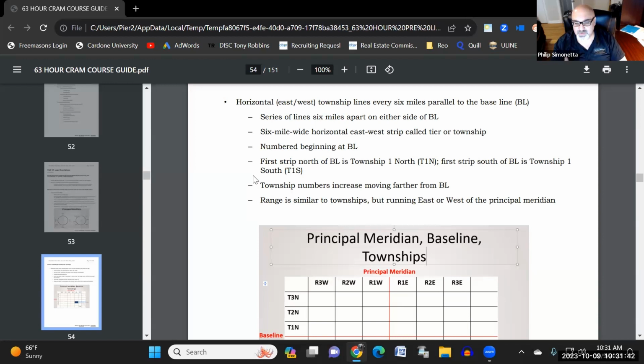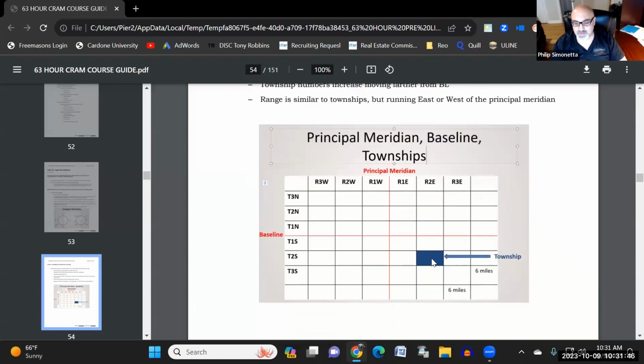The range is similar to townships, but running east and west of the principal meridian. Here's the diagram. There's your baseline, there's your principal meridian, and then you have your ranges, 6 miles by 6 miles, east and west. Township 1 north, 2 north, 3 north, and they're all 6 miles by 6 miles. T1 south, T2 south, T3 south. You good on that?